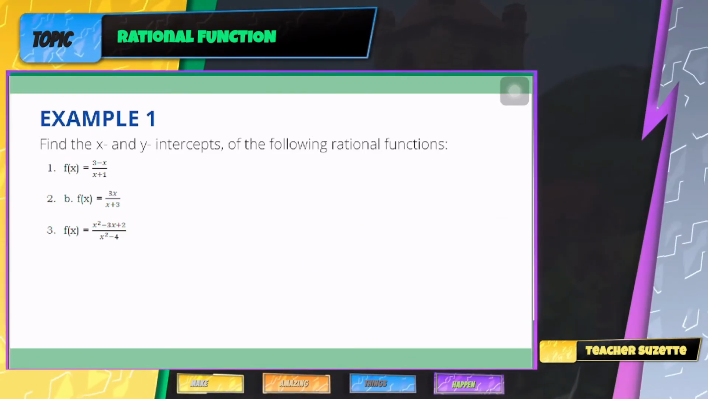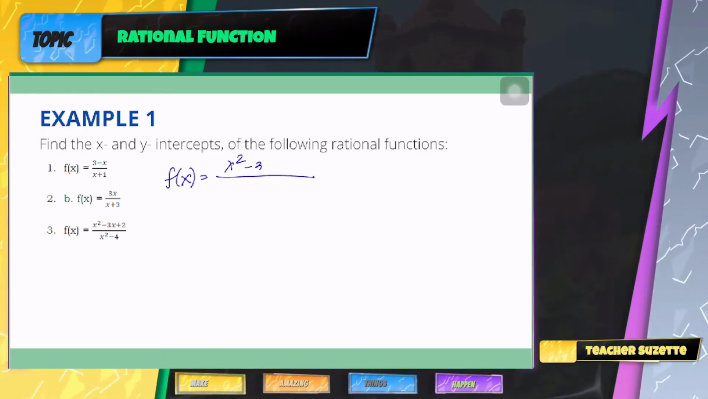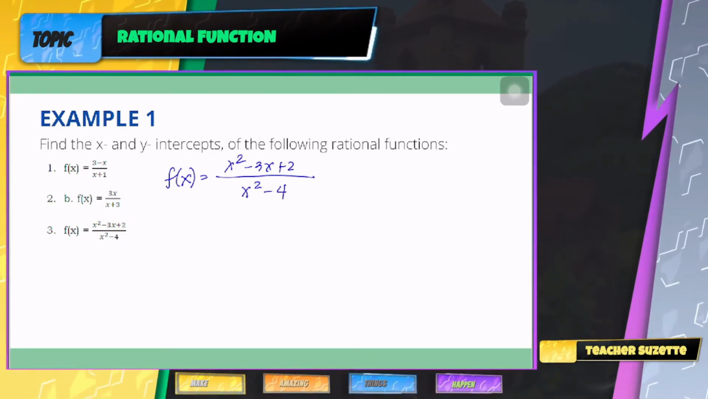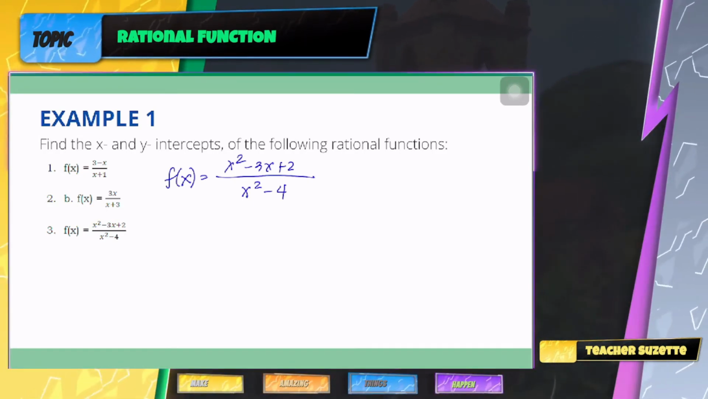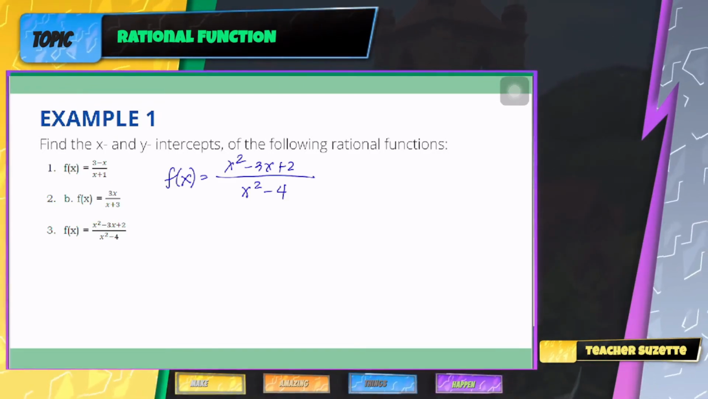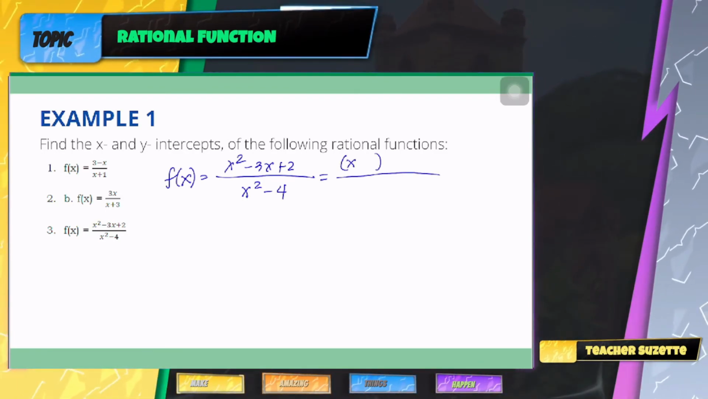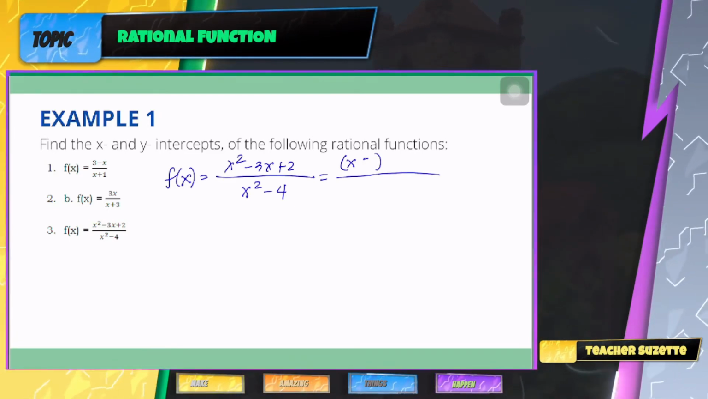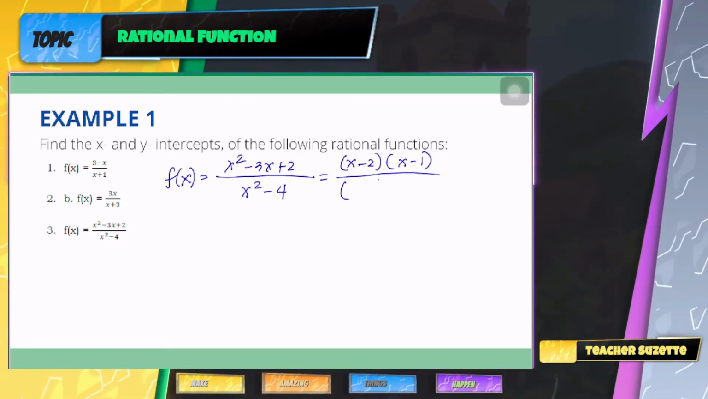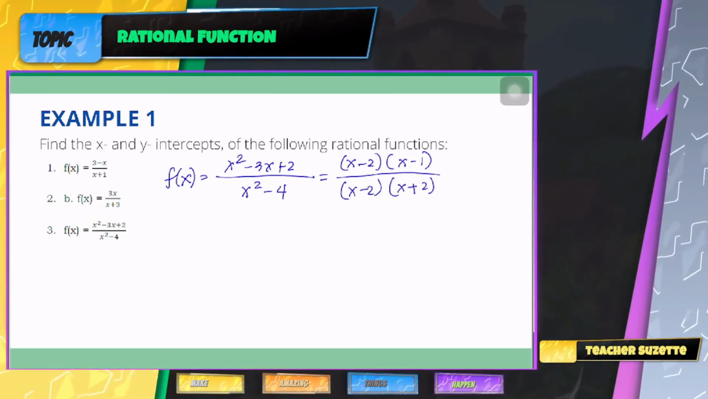Now, let's have number 3. F of x is equal to x squared minus 3x plus 2 all over x squared minus 4. So, before nyo po isolve yung x and y intercept, first look at our function, you can see that yung ating numerator and denominator can be factored out. And when you factor out your numerator, it will become x minus 2 times x minus 1, while your denominator will be x minus 2 times x plus 2.